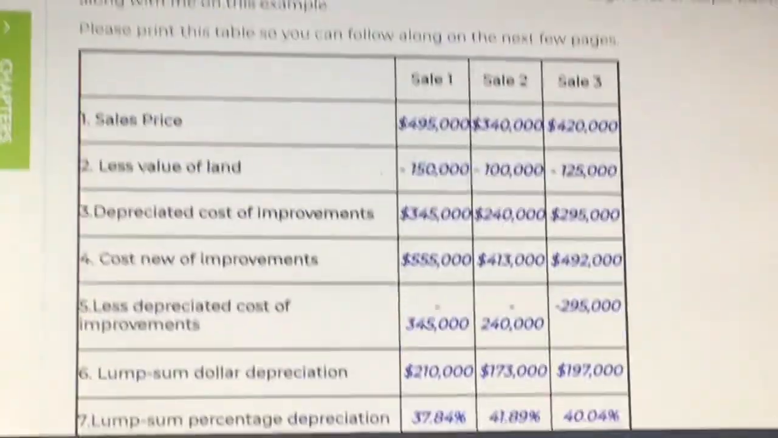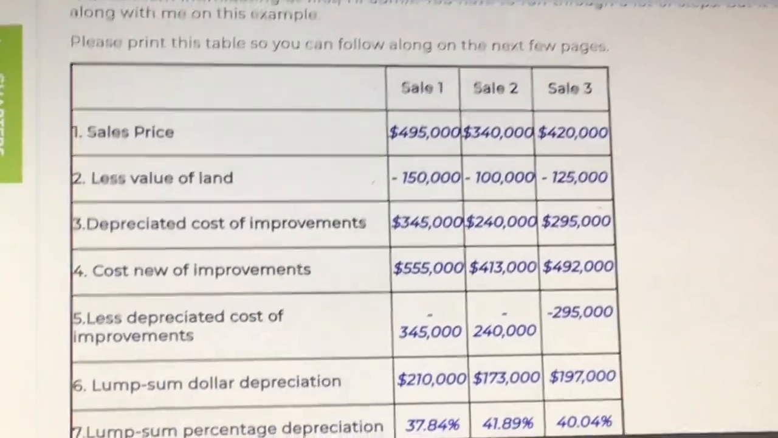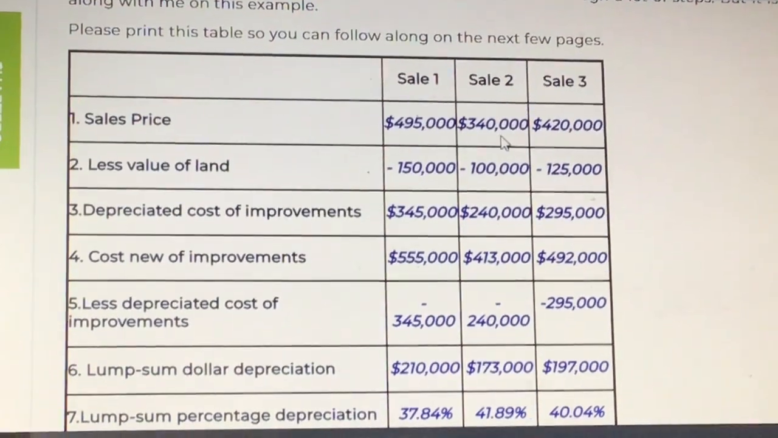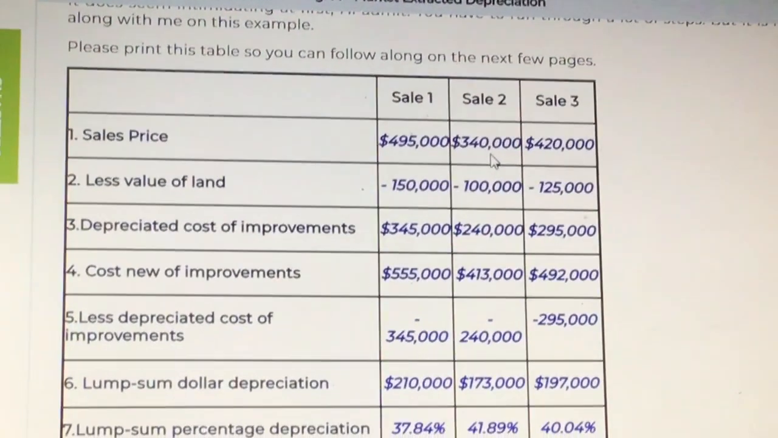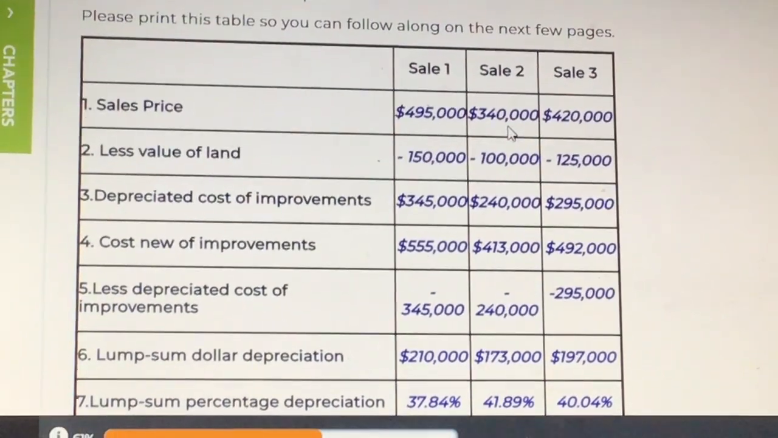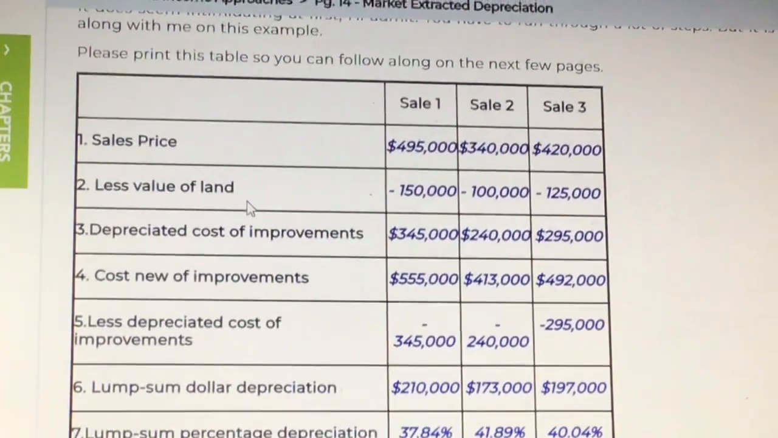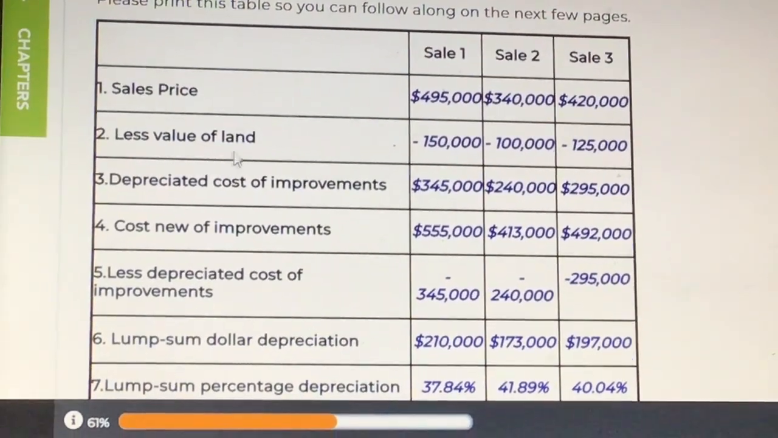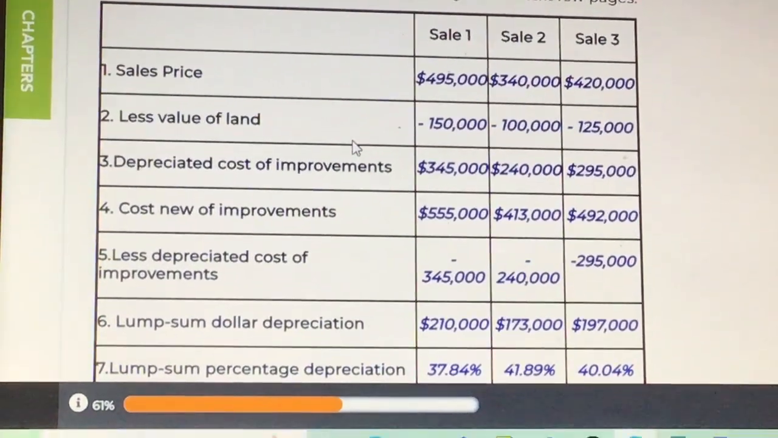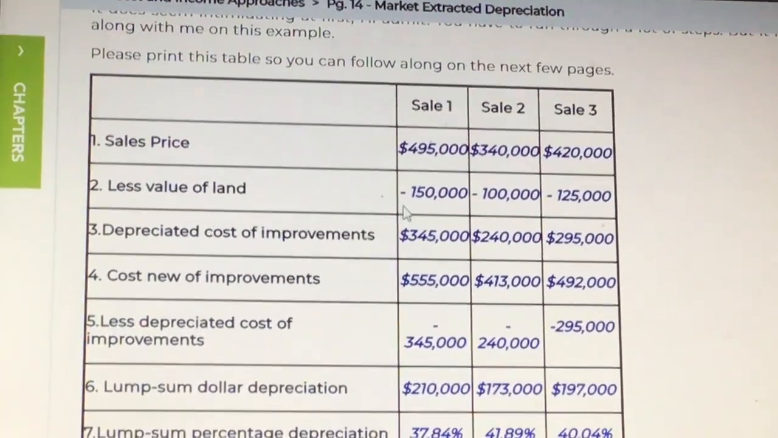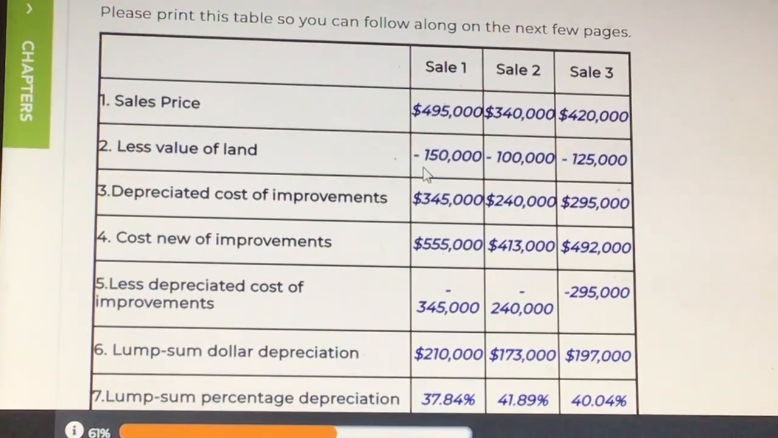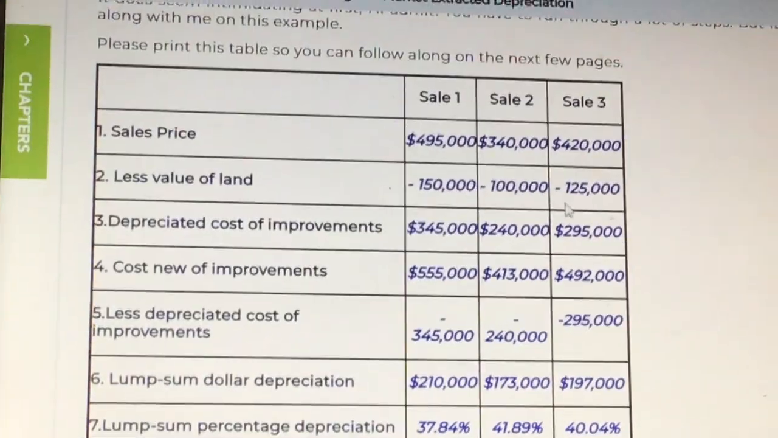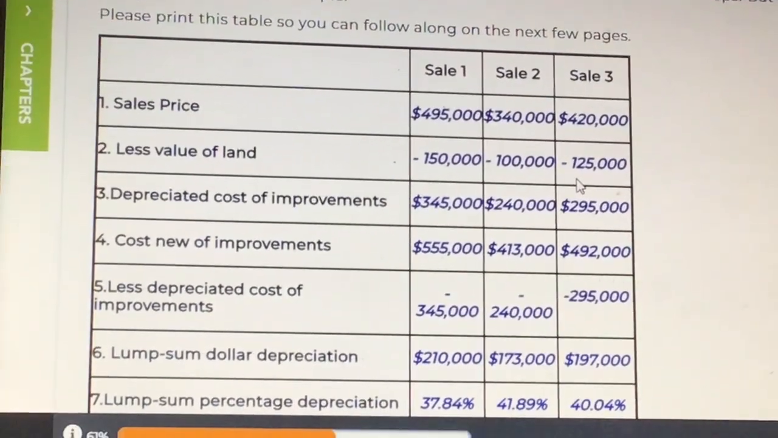For sale 1, it is $495,000. For sale 2, it's $340,000. For sale 3, it's $420,000. For row number 2, it says less value of land. Sale 1, you're gonna minus $150,000. Sale 2, you're gonna minus $100,000. And sale 3, you're gonna minus $125,000.